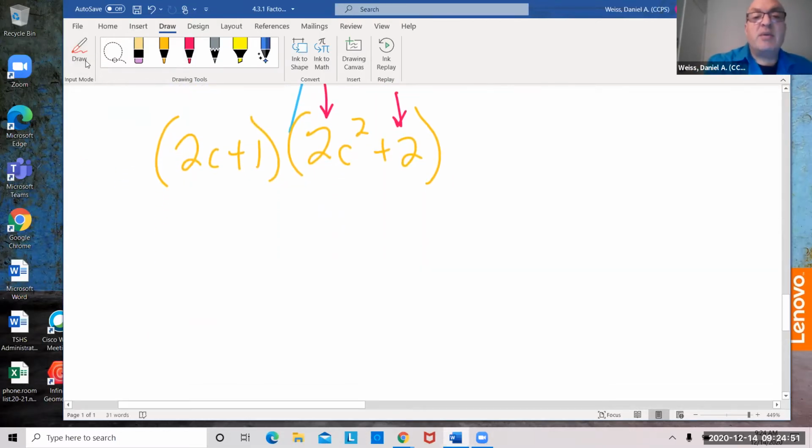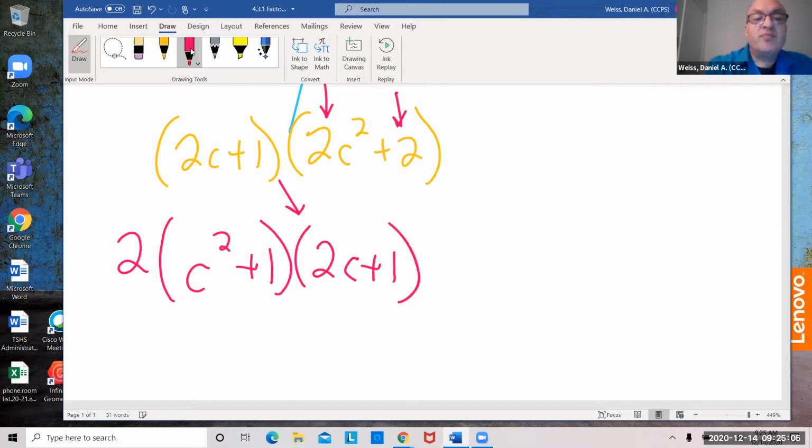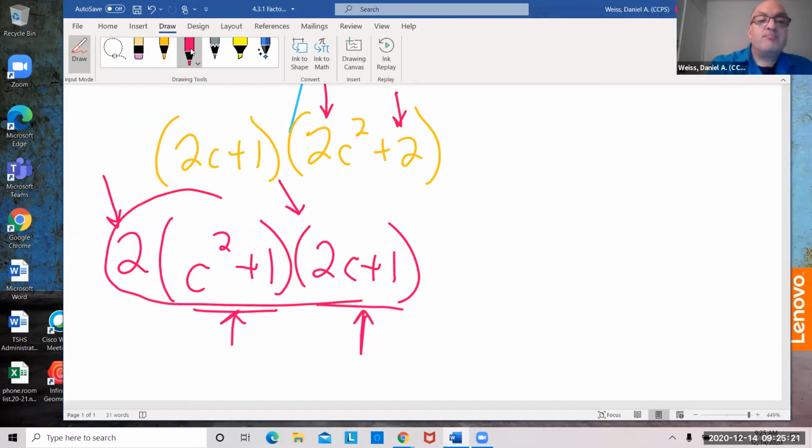I've got a 2 common to both. I'm going to pull that out: 2 and then c squared plus 1. And then I'm going to write this one, 2c plus 1. This 2 on the outside has to go first. It doesn't matter if you write this first, then this, or this first, then this. Either way, that's your answer.